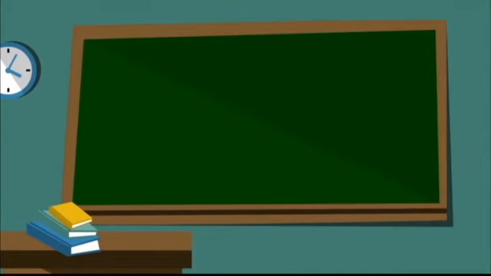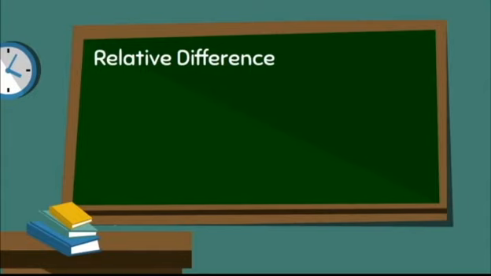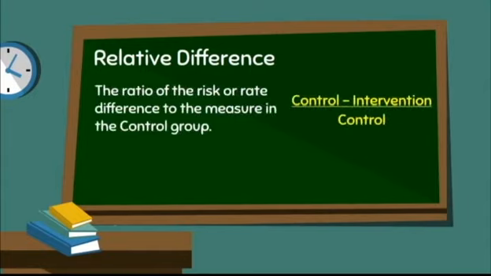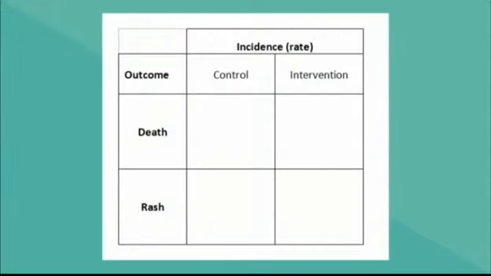Finally, we can report on the relative risk or relative rate. And this is derived as the risk or rate difference in relation to the risk or rate in the control arm. Let's work through an example to see the impact that this could have on how we interpret the results.